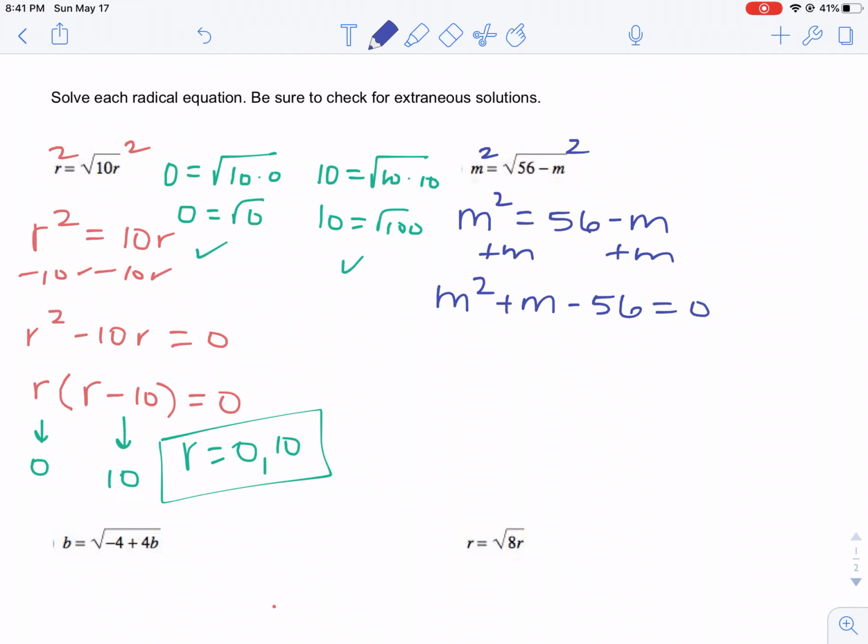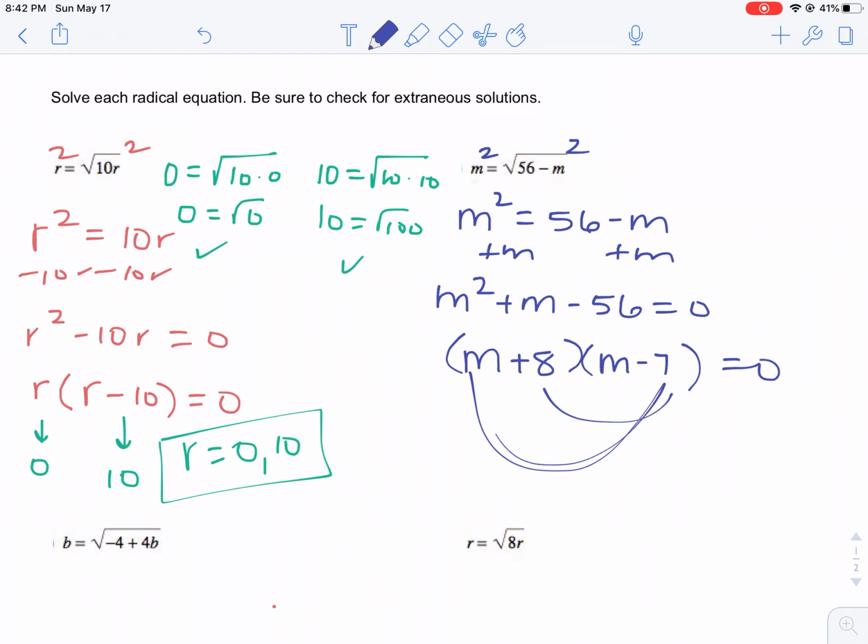Now in this case we have a trinomial, so when we're factoring, we want to think about what multiplies to 56, but then adds up to a positive 1, and that would be 7 times 8. So if we make plus 8 and then minus 7, that gives us that negative 56, but here we get negative 7m and positive 8m, which if we add those together, we'd get that positive 1m in our middle term. We can then use the zero product property, so we get negative 8 and 7.